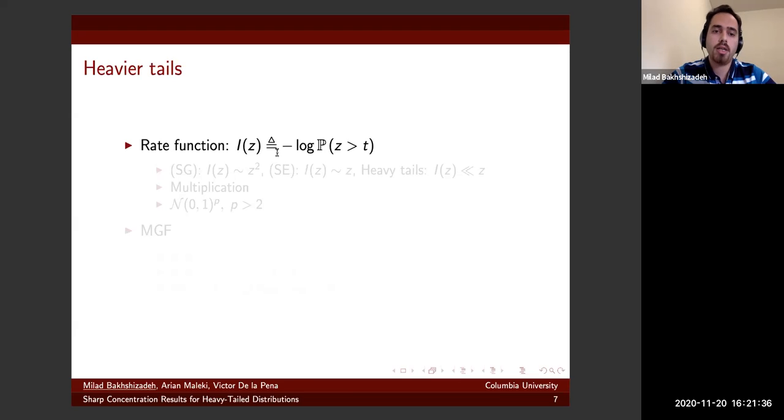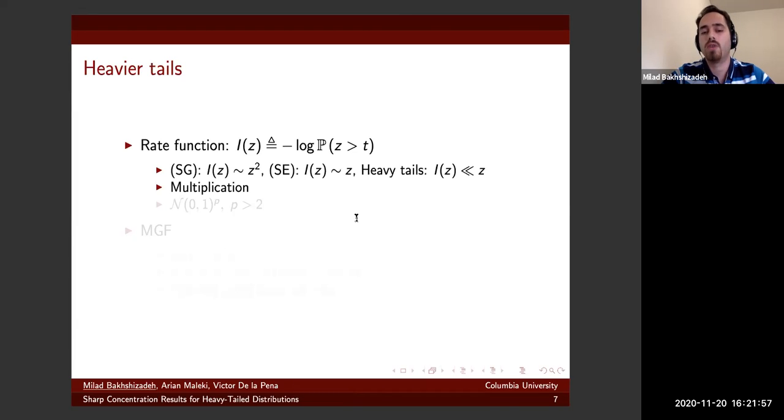In order to present our results, I need to define the rate function as the negative log of the tail. With this definition, the subGaussian class corresponds to the quadratic rate function, and subexponential corresponds to a linear rate function. As soon as the rate function gets sublinear, we are in the case of heavy tail distributions. It's easy to get a heavy tail random variable simply by multiplication. In particular, if you raise a normal random variable to any power greater than 2, you get a heavy tail random variable.